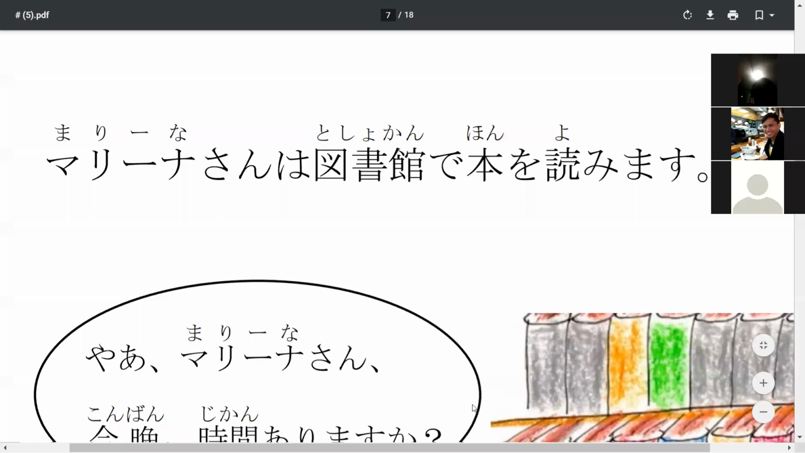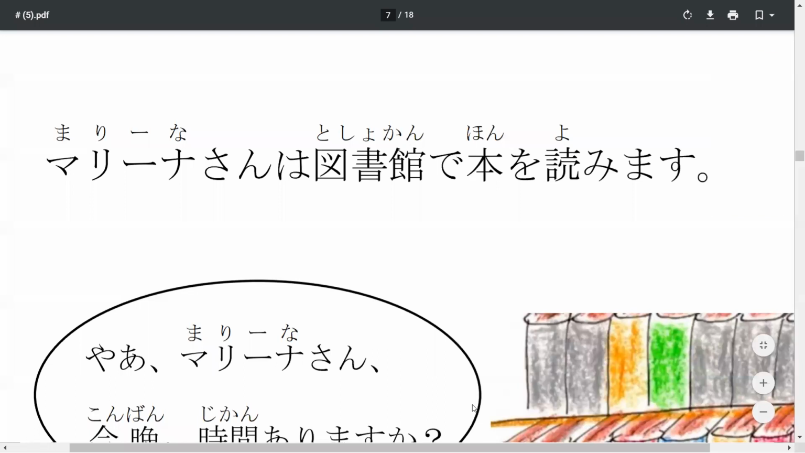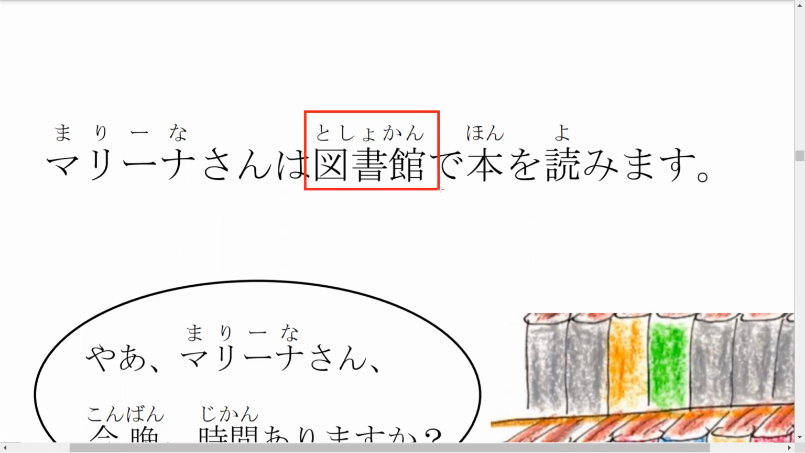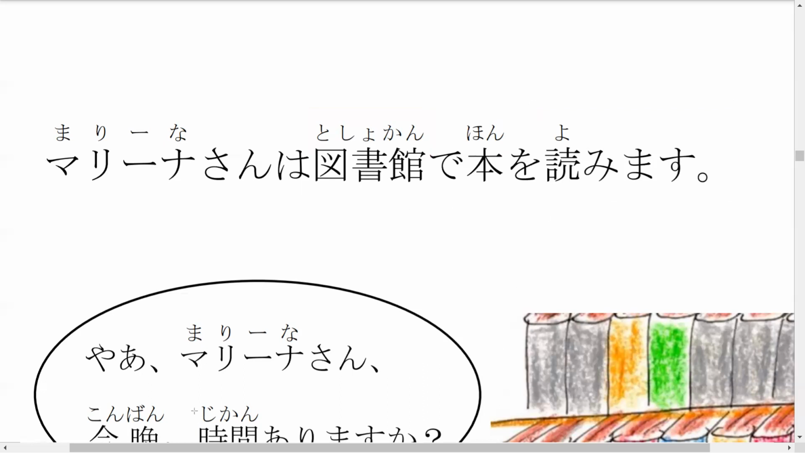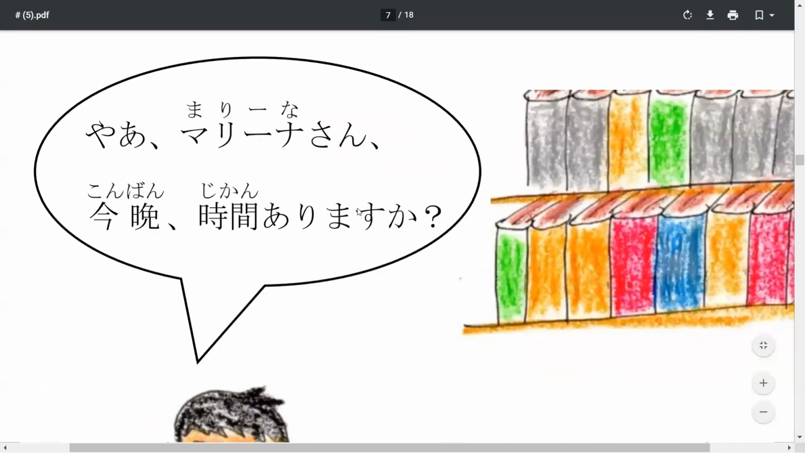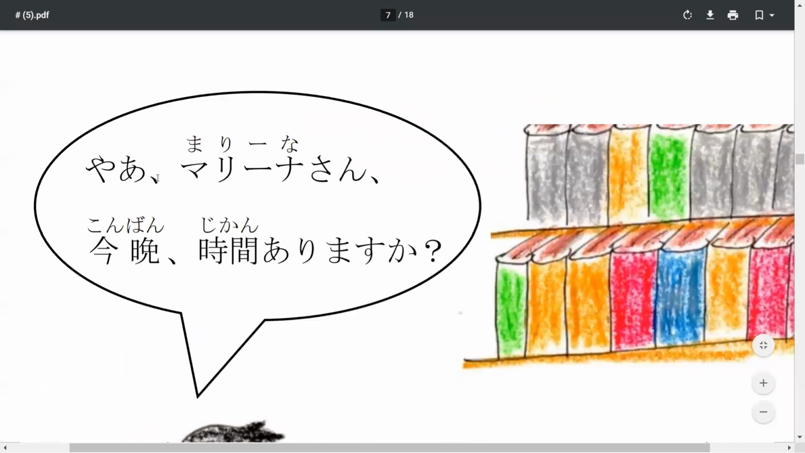Marina-san wa, ja, マリーナさんは図書館. 図書館 means library. This is not the manner but the place of this verb. So in the library, I read a book. 図書館で本を読みます。本 is book and 読みます is to read. So in the library, I will read a book. Now she's reading a book. That's the reason somebody approached her. Yeah, this is also an interjection like, hey, something like that.